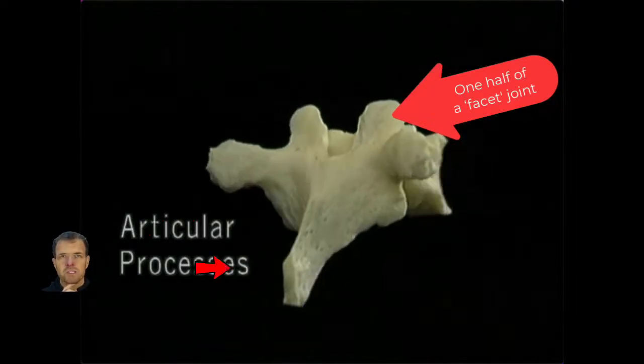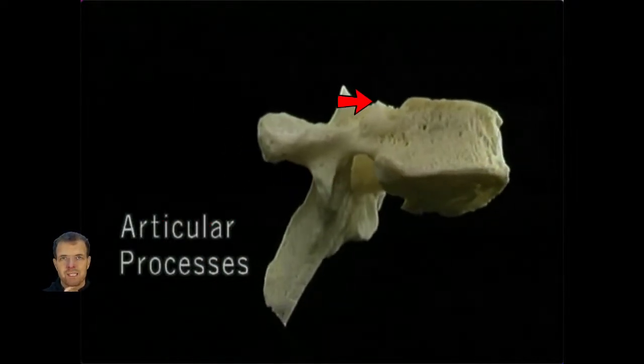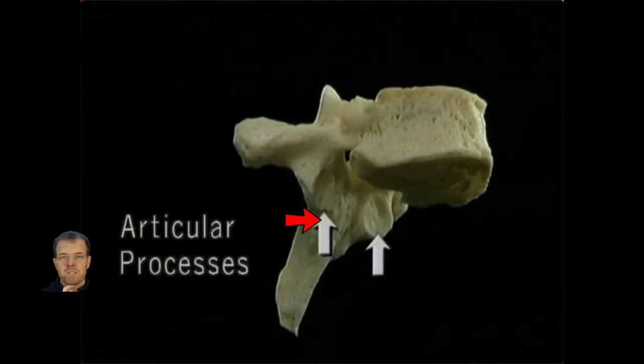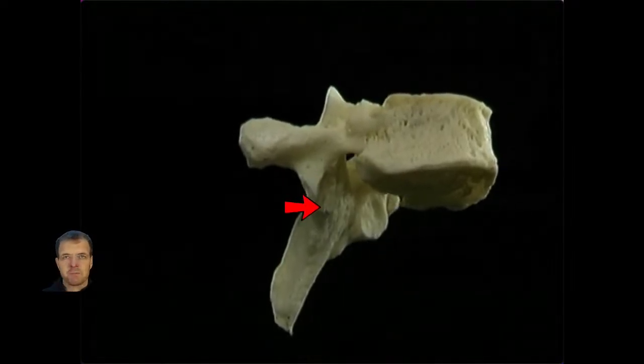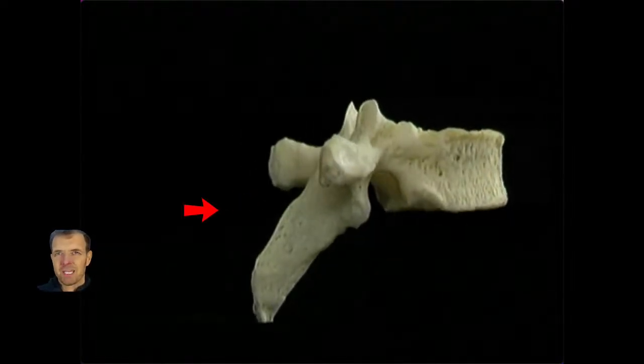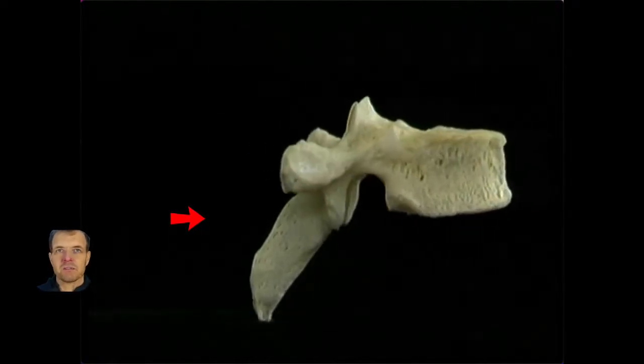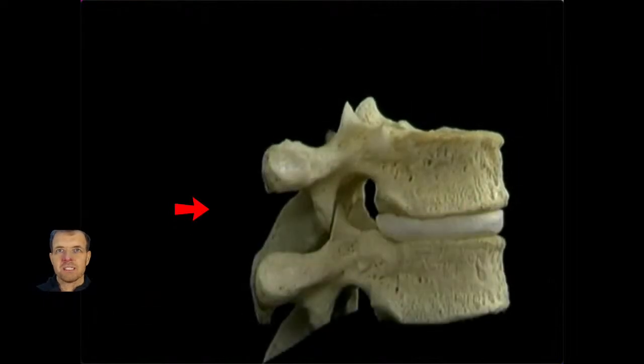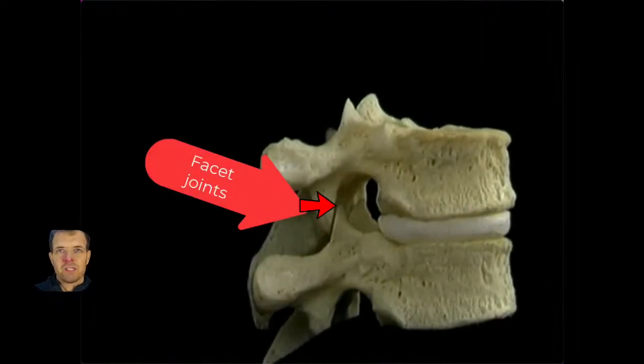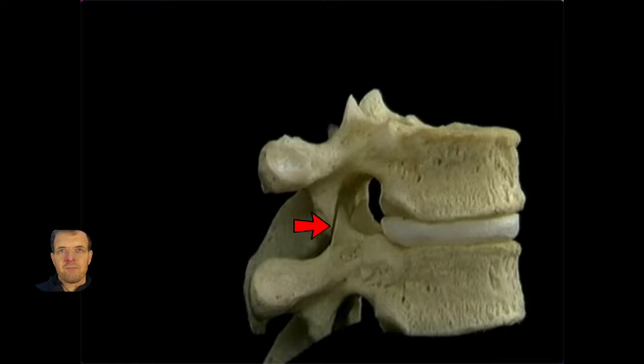Sometimes they're called articular processes or facets. Those are inferior facets. That's the thing with anatomy. There are lots of different names for the same things, so I didn't realize it was called that. There we go. There's your facet joint just there, and that's the joint in between your vertebra.